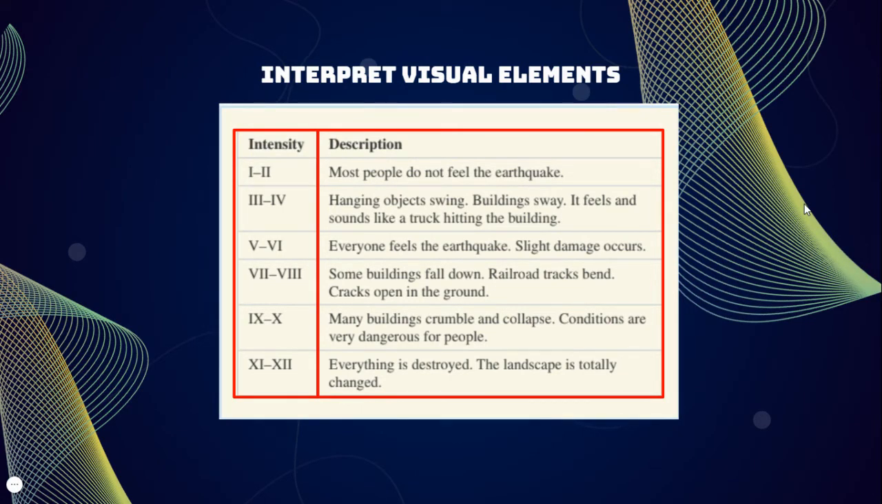Interpreting a visual element is more than just reading it. Interpretation involves drawing conclusions from what you read and putting those conclusions into your own words. Ask yourself, what does this show? What can I learn from it? You need to read the headings to understand the information and see how earthquakes can have such different effects.